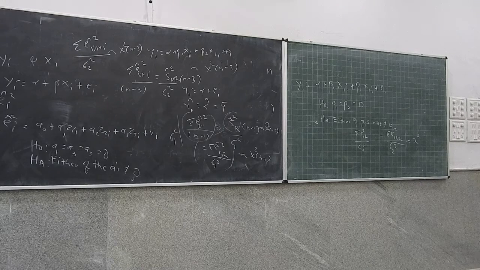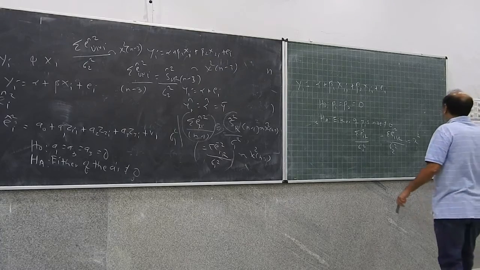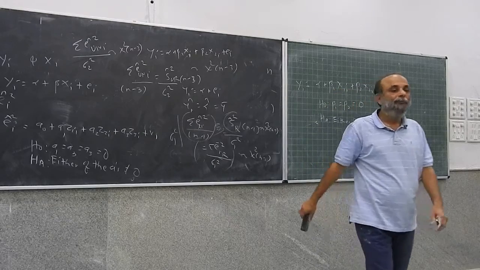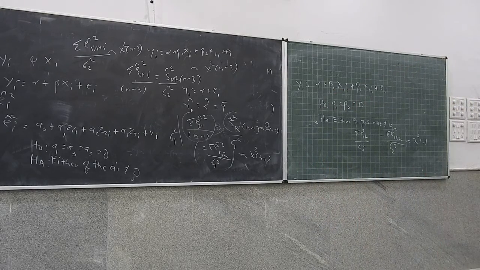Suppose n is 100. Then you have a chi-square with 99 degrees of freedom minus a chi-square with 97 degrees of freedom. So what will the resultant chi-square be? A chi-square with 9 degrees of freedom minus a chi-square with 7 degrees of freedom is a chi-square with 2 degrees of freedom. So this is a chi-square with 2 degrees of freedom. I'm just coming to it.